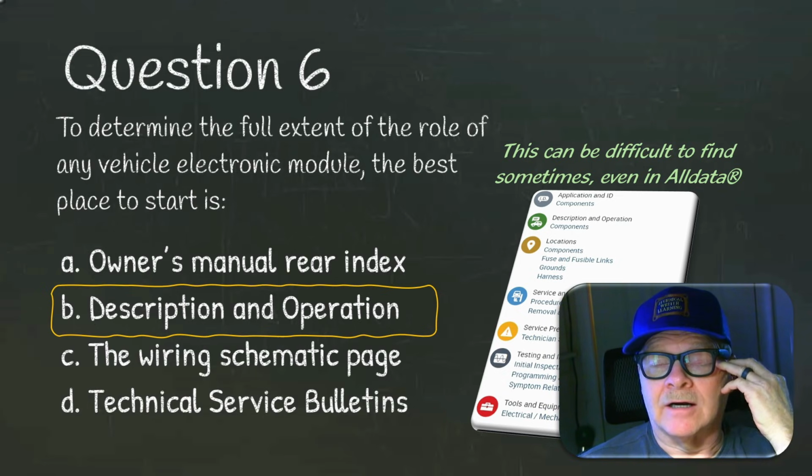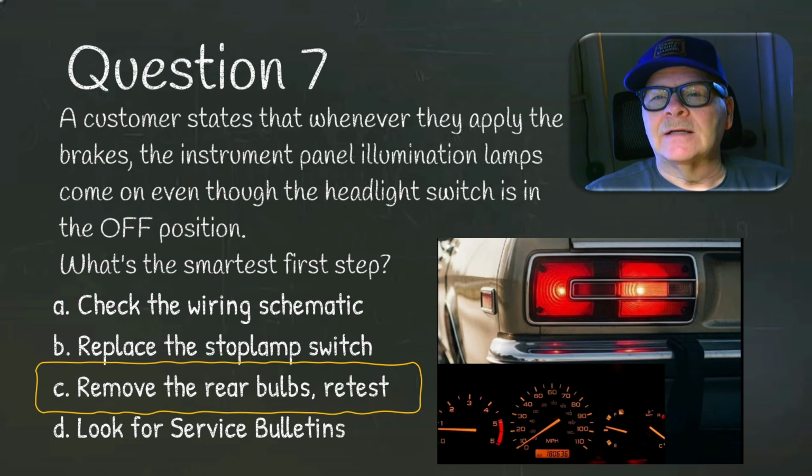for carparts.com. So anyway, this one here says that whenever they apply the brakes, the panel illumination lamps come on, even though the headlight switch is in the off position. When they mash the brake, those lights come on. Pull the rear bulbs out and test it again. If it doesn't happen, change the bulbs. You don't even need to know which one it is.